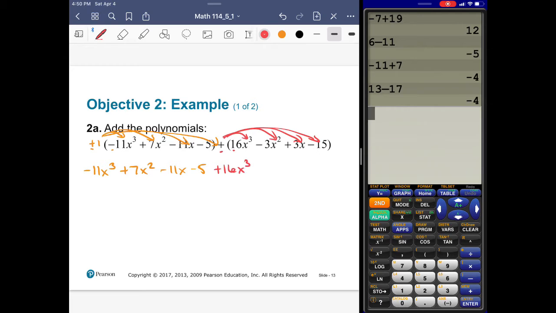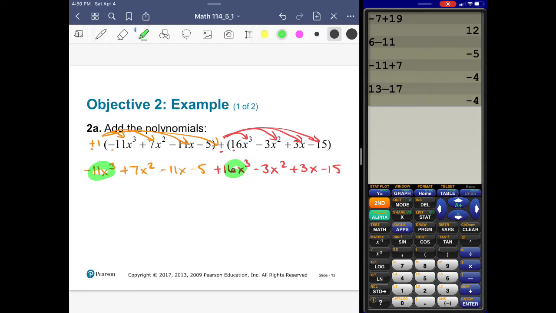A positive times a positive is plus 16x cubed. A positive times a negative is negative 3x squared. A positive times a positive is positive 3x. And a positive times a negative, negative 15.